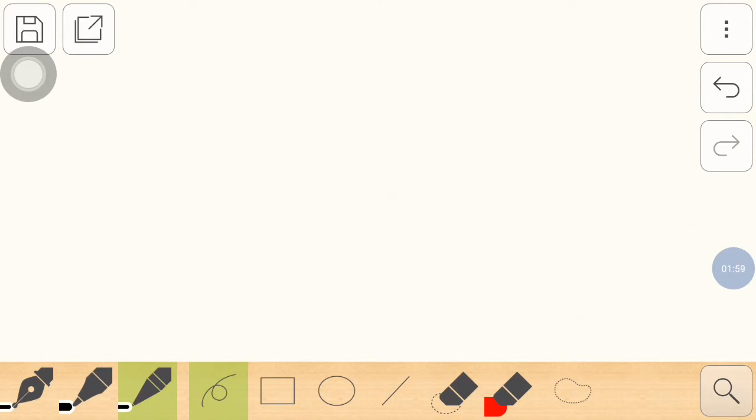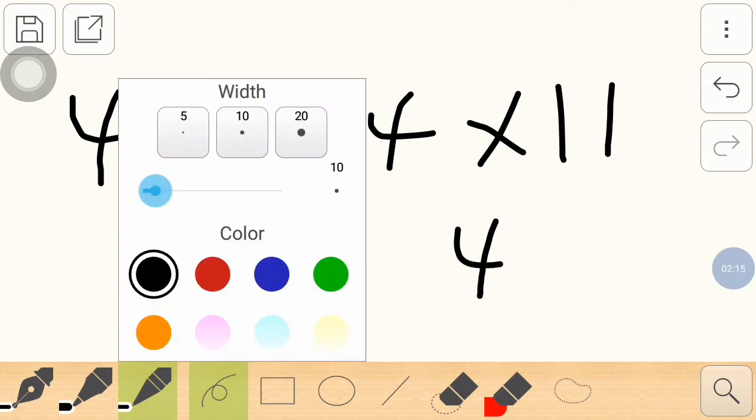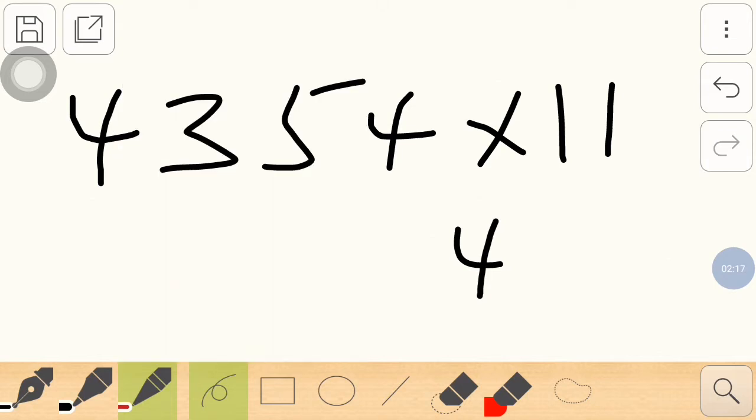Let's take something like 4354 times 11. So like I said, we're going to drop the last number. The last number is 4. I'm dropping this last number. Now the next number is just the pair between the last and the last but 1. So in this case, 5 and 4. The summation gives us 9.